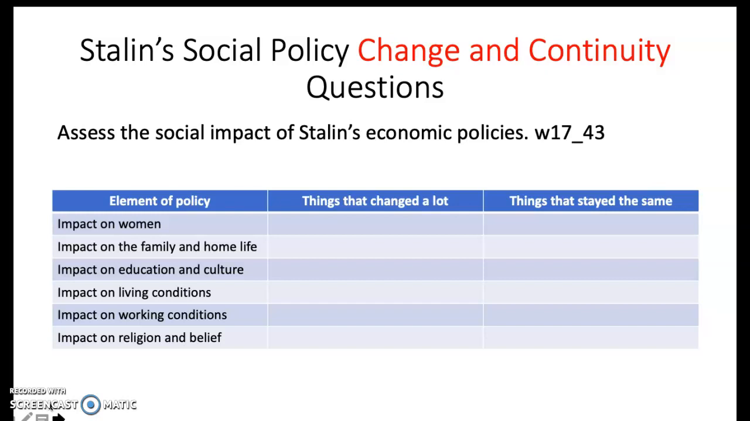As far as your essay goes, there are a couple of approaches you could take. You could take a horizontal approach, so you could write a paragraph on women, a paragraph on education and culture, and so on. Or you could write two halves of the essay, and you could say, well, on the one hand, Stalin's economic policy had a significant impact on society. These are the 2 or 3 things that changed a lot. And then halfway through your essay, you're going to be saying, on the other hand, Stalin's economic policies didn't have that profound an impact on these areas in society, and write another 2 or 3 paragraphs on those things.